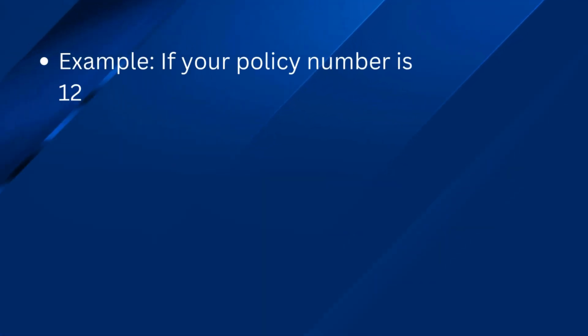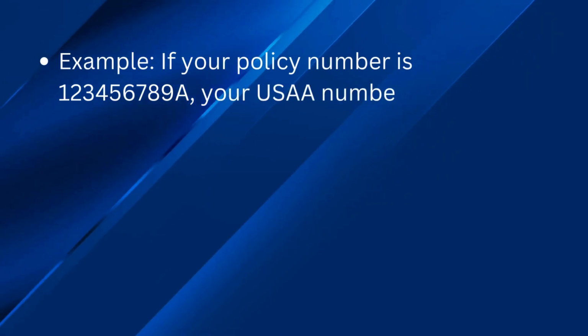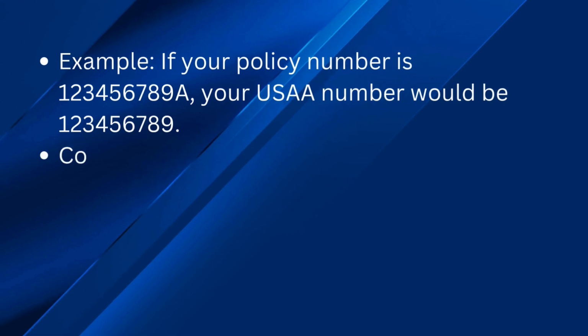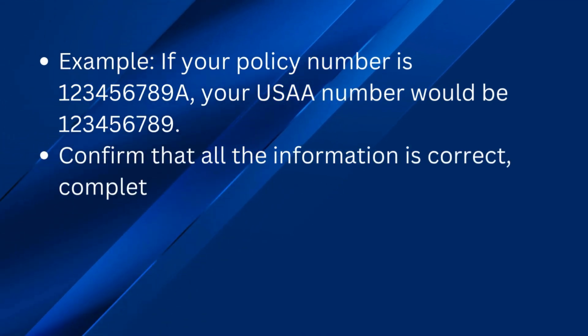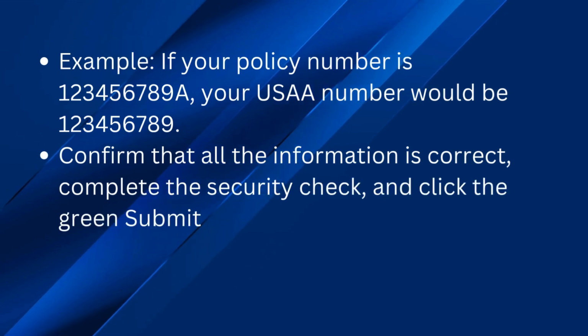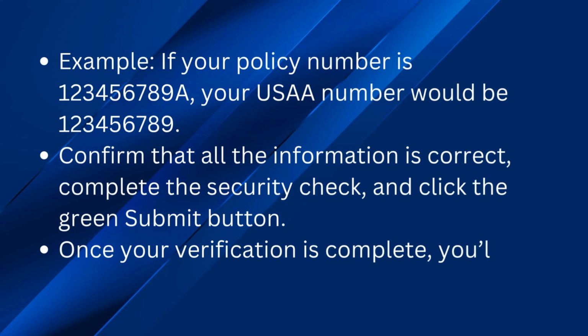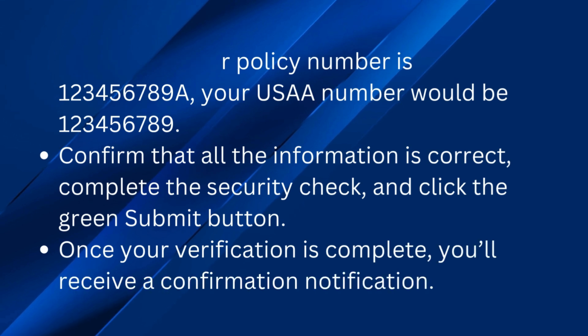Example, if your policy number is 123456789A, your USAA number would be 123456789. Confirm that all the information is correct, complete the security check, and click the green Submit button. Once your verification is complete, you'll receive a confirmation notification.